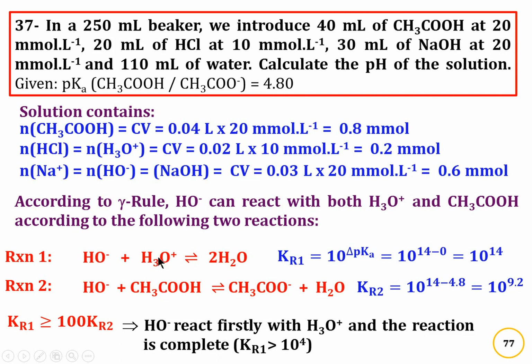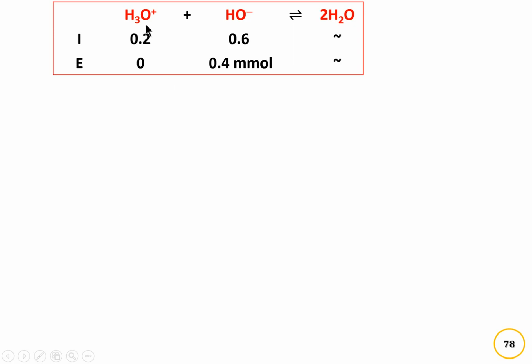To note that we can compare these two reactions since they have the same stoichiometry, and reaction 1 can be written HO⁻ plus H3O⁺ gives H2O plus H2O, so the stoichiometry is 1, 1, 1, 1, the same as reaction 2. We write reaction 1, H3O⁺ plus OH⁻ gives 2H2O. We put the initial values of the reactants, 0.2 and 0.6. So H3O⁺ is limiting, and we have 0.4 millimole of OH⁻ in excess.